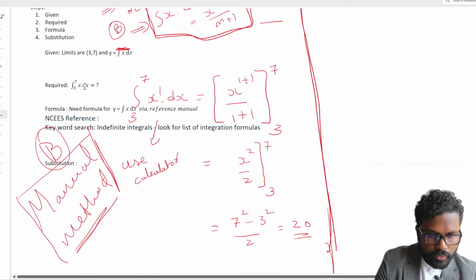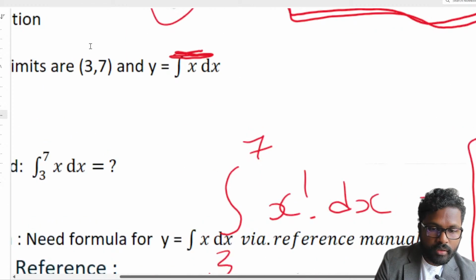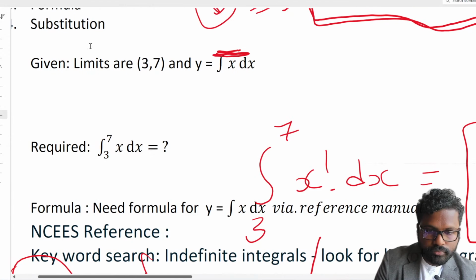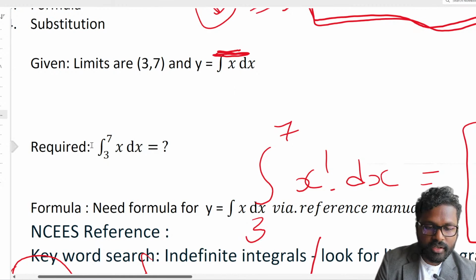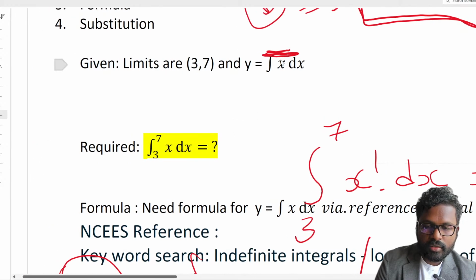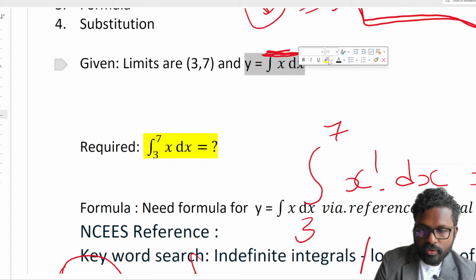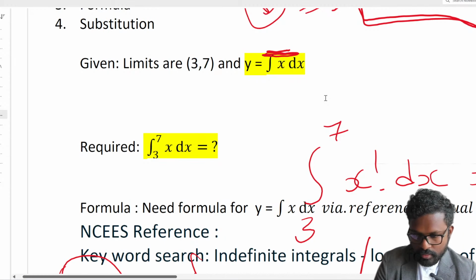Here we go. This is the given. We have the limits, lower limit 3, upper limit 7, and the equation y is equal to integral x dx. So this is already given to us. And what is required? This is what is required. In order to solve this, first we need to solve that. So what is y is equal to integral of x dx?